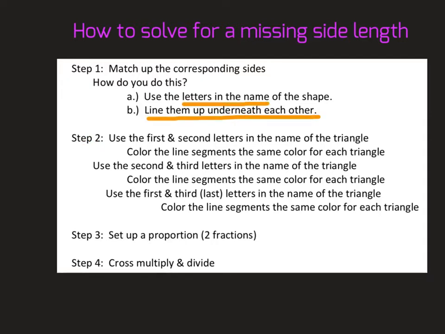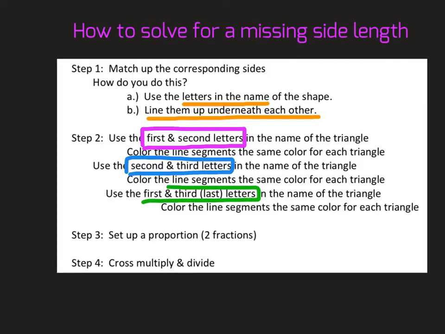My second step is I like to take the letters in the name, and I'll take the first and second letter and match them up and make them the same color. Then I would do that same thing for the second and the third letter in the name of the shapes. And if it's a triangular figure, then you'll just have a third set. I'll make those be the same color so I can know which angles and then which side lengths go together.